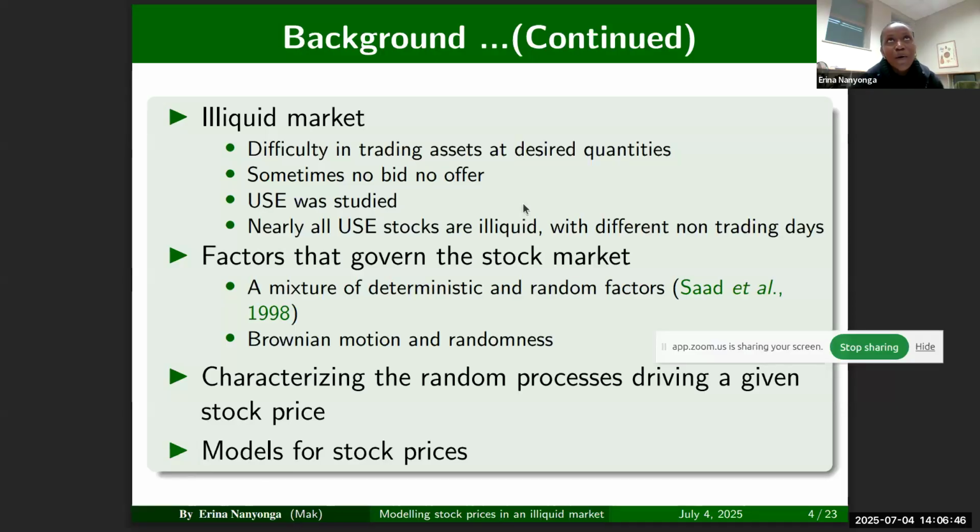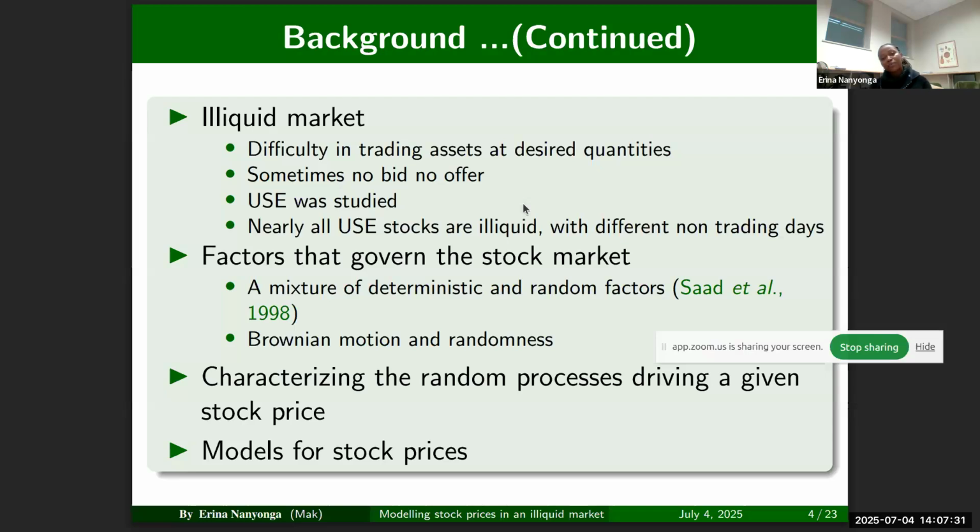When the stock prices are compared for different stocks, they actually have different trading days. For example, Stanbic Bank is in the financial sector. When we compare it with another company, let me say Uganda Clays Limited, the number of trading days in a given year, for example if I illustrated the stock prices for Uganda Clays Limited in 2023, are not the same as those of Stanbic Bank Uganda. That shows that the Uganda Securities Exchange is illiquid, where stocks have different trading days.